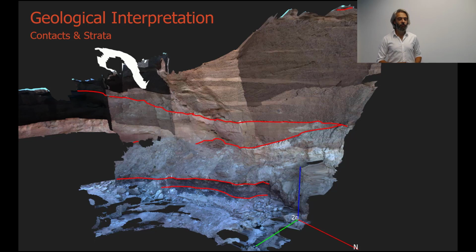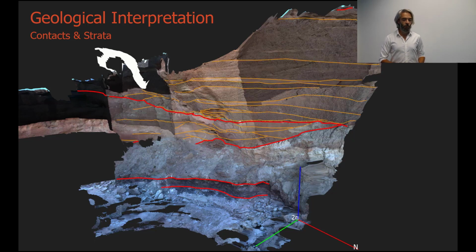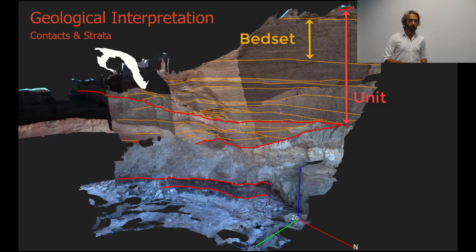First, geologists are interested in contacts. These are the discrete transitions between strata. Contacts can be numerous and have different magnitudes, depending on the magnitude of change between strata. Strata are arranged hierarchically, as for instance, here we have a couple of bed sets bounded by orange lines, which are substrata of units bounded by red contacts.